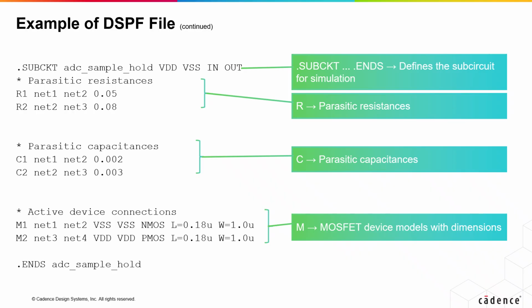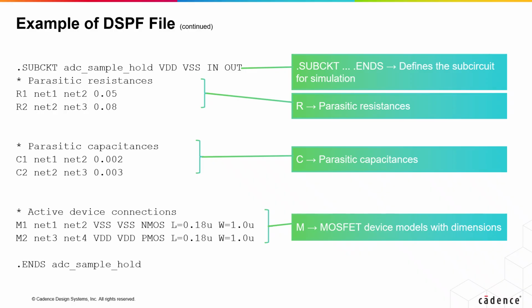The next section specifies parasitic capacitances, such as C1 net 1 net 2 0.002 and C2 net 2 net 3 0.003, which represent coupling and loading effects between nodes. These capacitances are critical for timing and signal integrity analysis because they influence rise or fall times and noise behavior. Following this, the active device connections are defined.